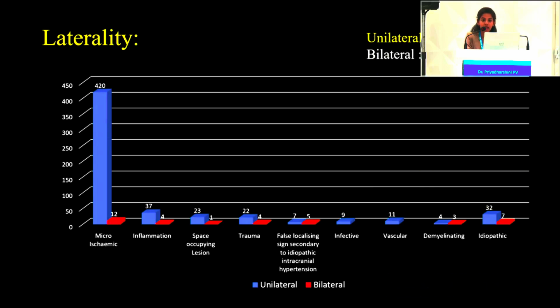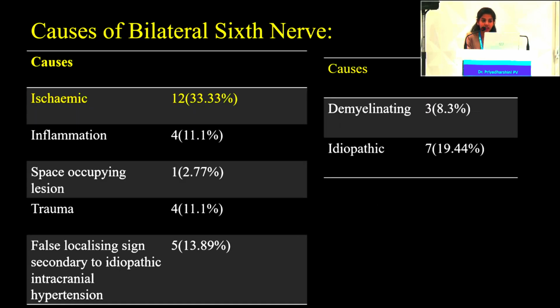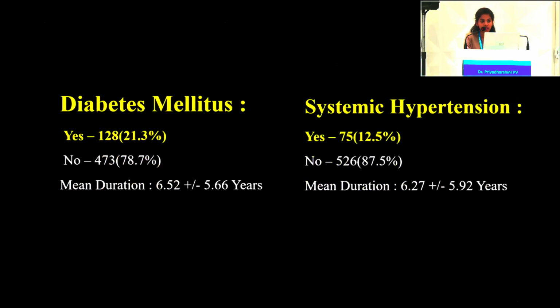94% of the cases were unilateral compared to bilateral, which has a proportion of about 6%. Among the unilateral cases, again, ischemic cause is more prevalent than all other causes, with a proportion of about 74%. Among the bilateral cases, again, ischemic cause predominates over all other causes, with a proportion of about 33%. Metabolic comorbidities were found in significant proportions, with 21% in diabetes mellitus and 12% in systemic hypertension.